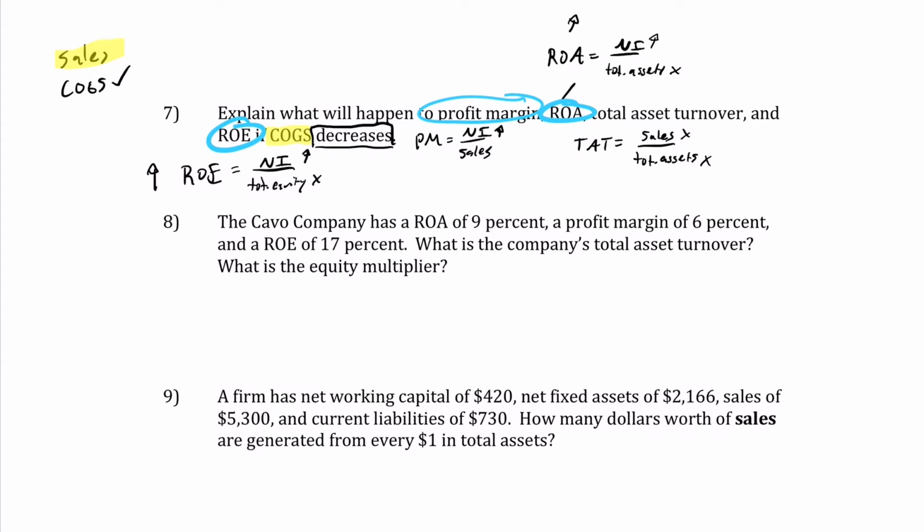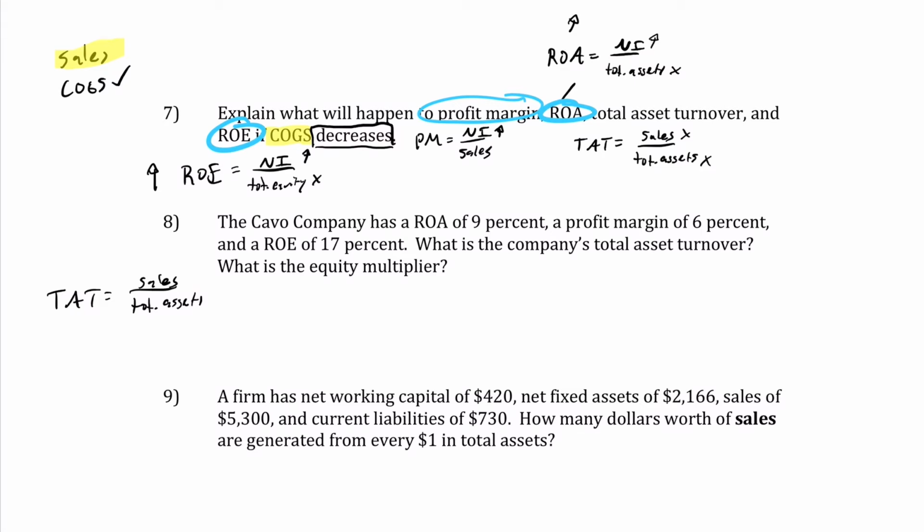If I look at number 8 and they're asking for total asset turnover, I know from previous problems that total asset turnover is sales over total assets. And they don't give me any values. They give me ROA, which is net income over total assets. They give me profit margin, which is net income over sales. And they give me ROE, which is net income over total equity. How can I take any of this information?